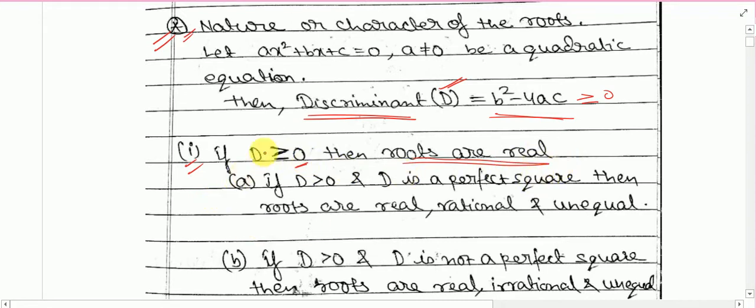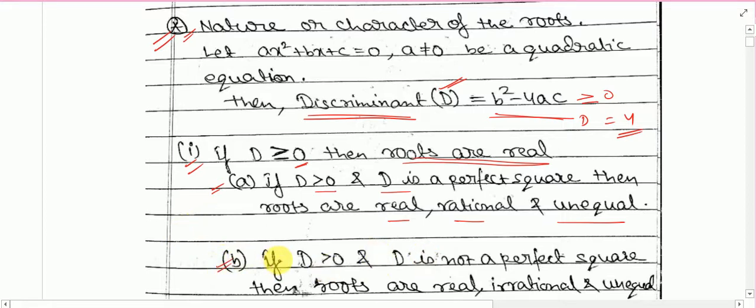And under this D greater than equal to 0, you can have this. If D is greater than 0 and D is a perfect square, let's say this is greater than 0 and this is coming to 4, 4 is a perfect square, then in that case your roots are going to be real, rational and unequal. Okay, means roots are going to be different, roots are going to be real, and roots are going to be rational.